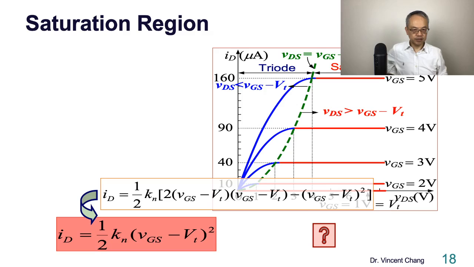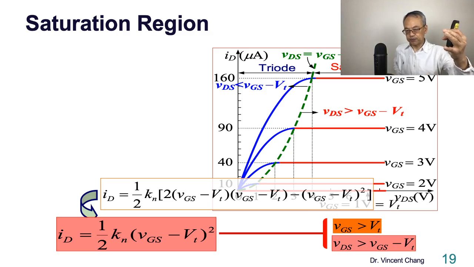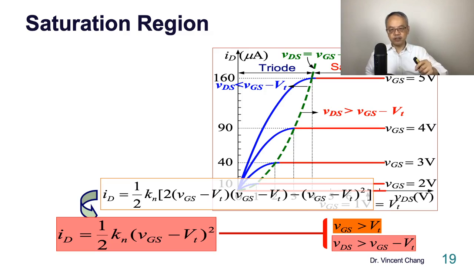Under what condition does this equation hold? I want you to pause and think about this. Under what condition is this equation valid? Two conditions. Number one, VGS is greater than VT. Number two, on the right-hand side, the saturation region, the right-hand side of the ID versus VDS curve: VDS is greater than the overdrive.